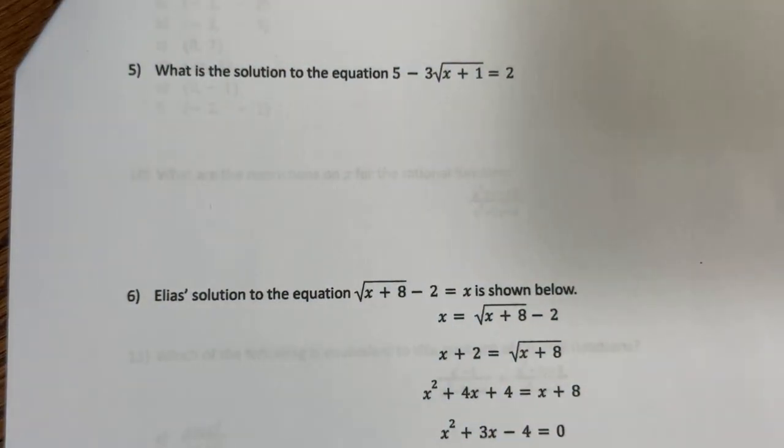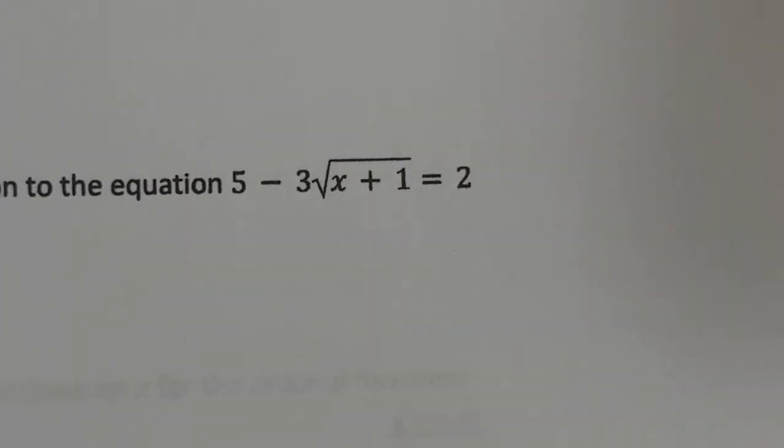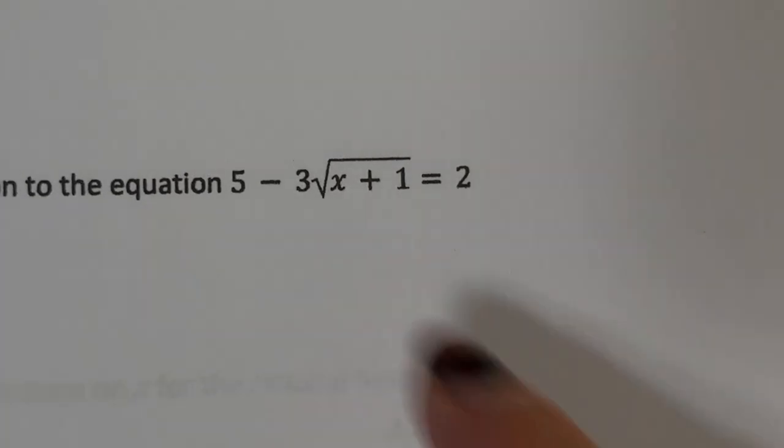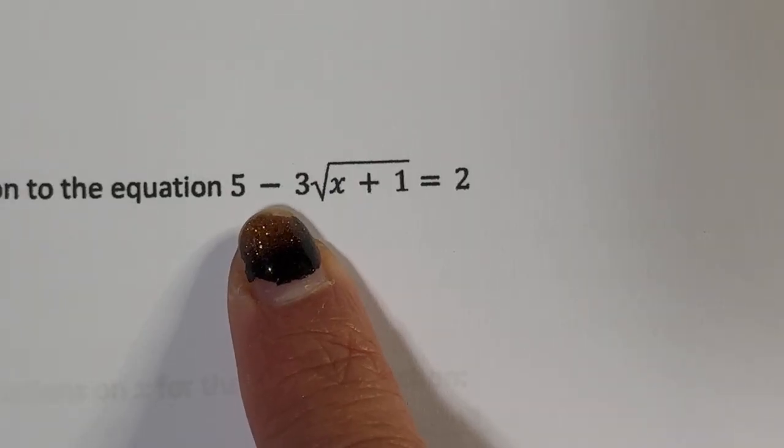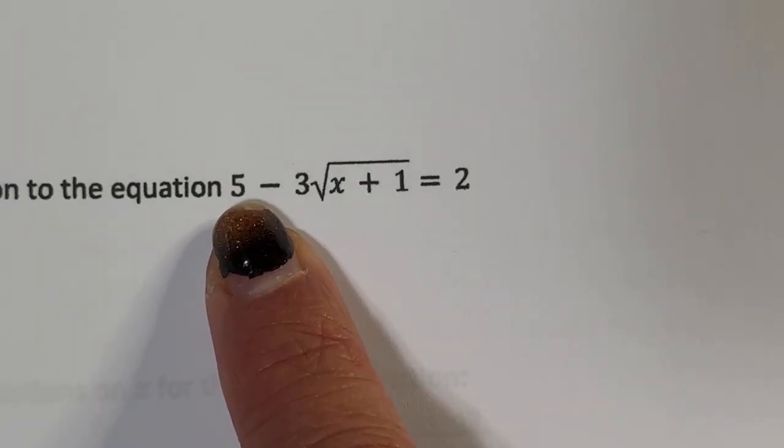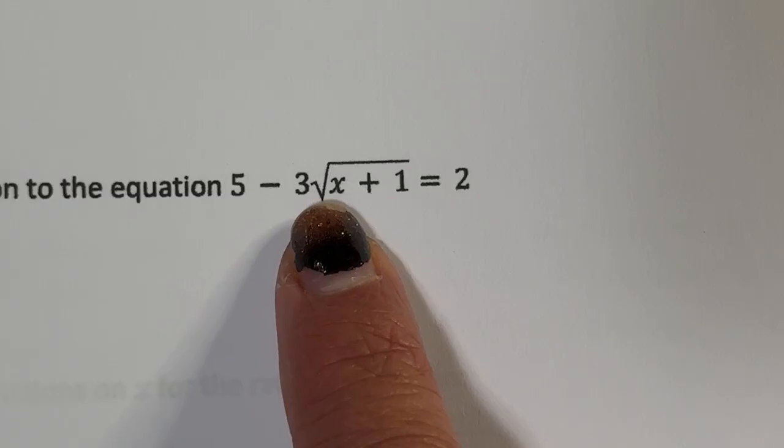Number 5 says, what's the solution to the equation? And we've got to solve it. Now, this one is tricky. So I need you guys to lock in right here. See this 5 and this minus 3? That 5 is not attached to a radical. But this negative 3 is attached to a radical.